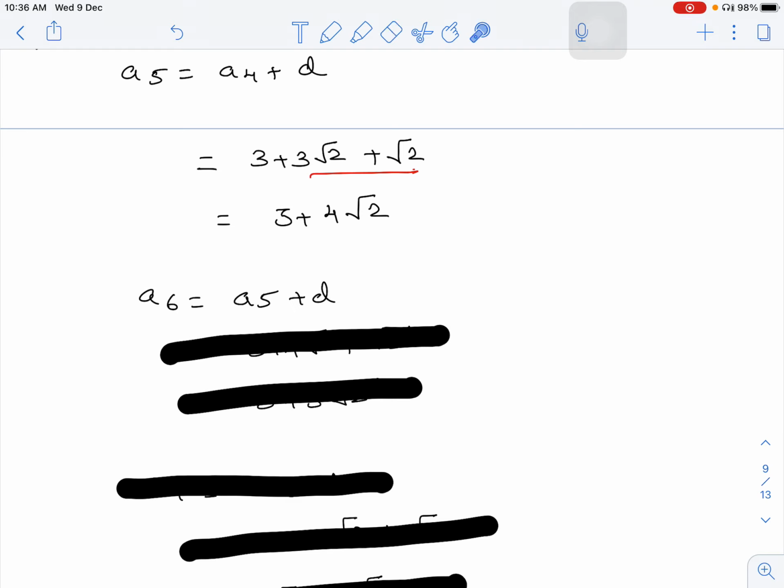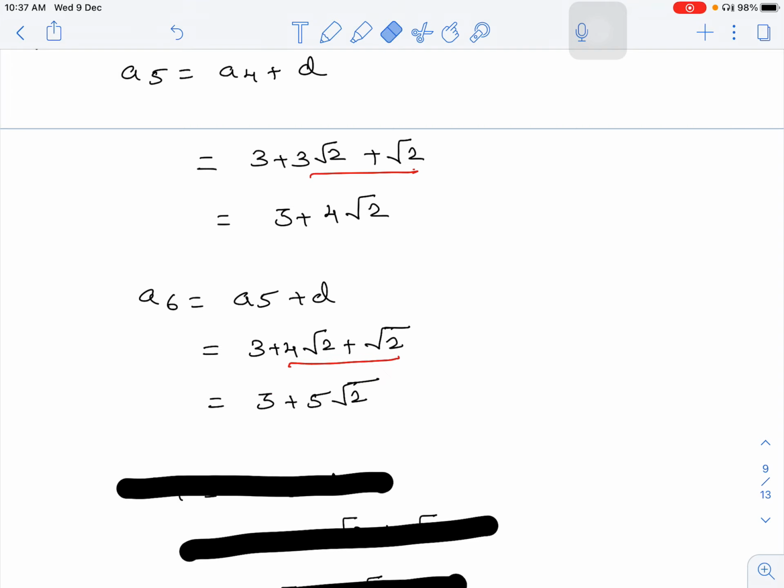Then A6 we have to find. So A6 will be equal to A5 plus D. Our value of D is root 2. Now A5 is 3 plus 4 root 2. So that will be 3 plus 4 root 2 plus root 2. Again, this 3 we cannot add, but these both we can add because both have the same roots. I'm just underlining it. So in the next step we get 3 plus 5 root 2.